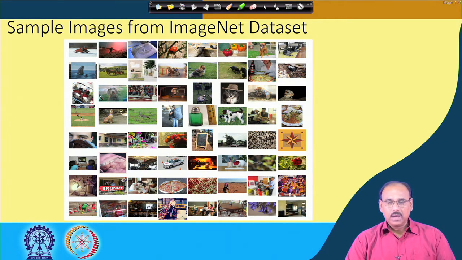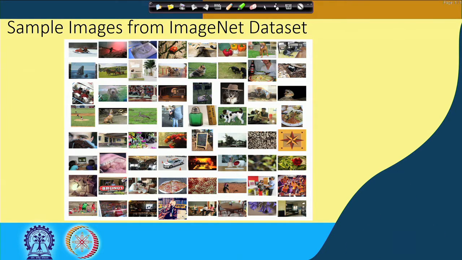Some of those images are used for training purposes, and some are used for testing and validation purposes. So this ImageNet database is a huge database available to computer vision researchers, and they can use it for designing, training and validation of the deep neural networks that they design.